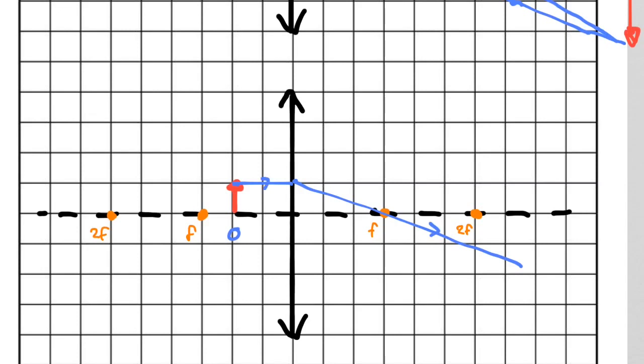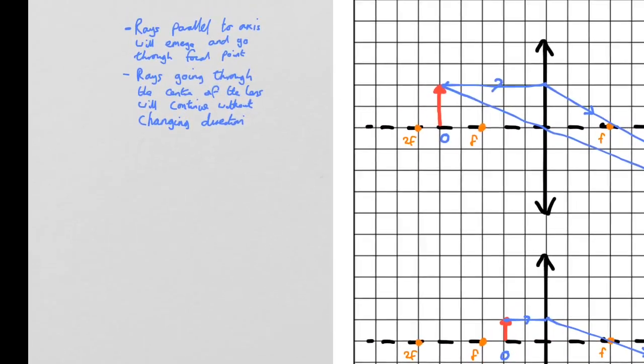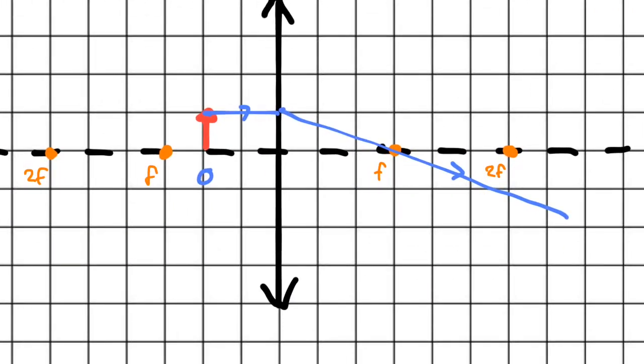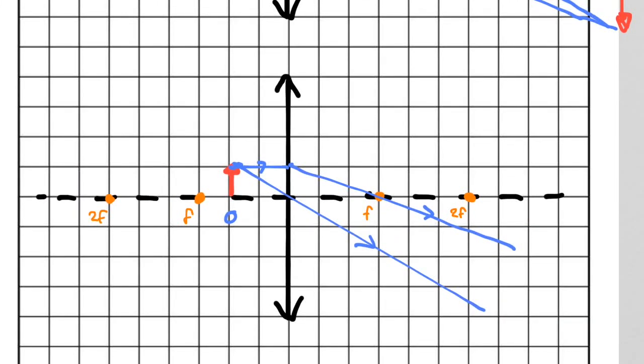Right, now let's do another one. This time we're going to do one that goes straight through the middle and does not change direction. So by our second rule, a ray that goes straight through the middle does not change direction. Okay, now something quite interesting is happening.